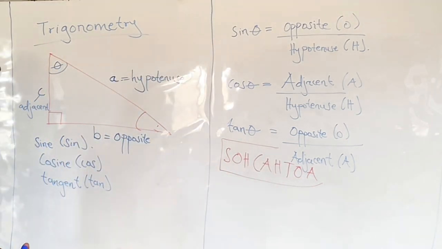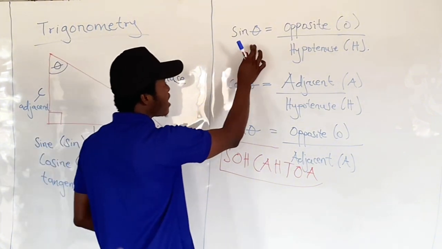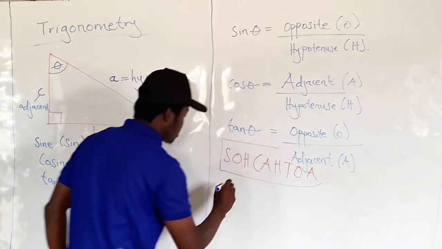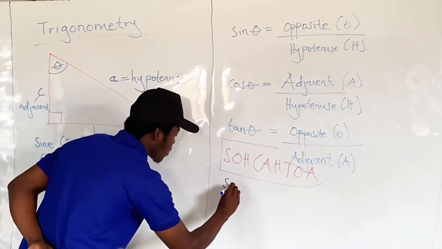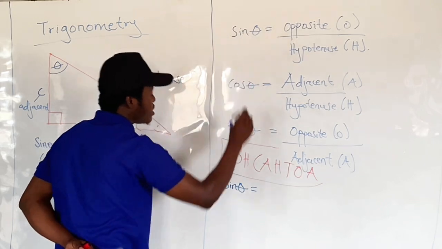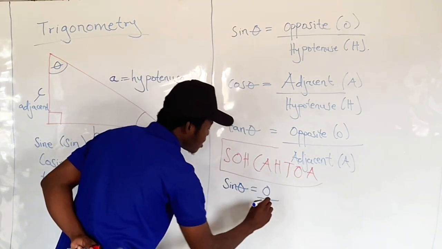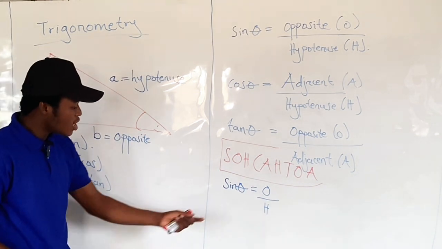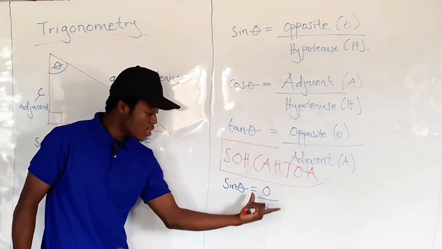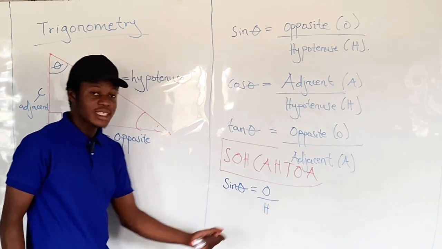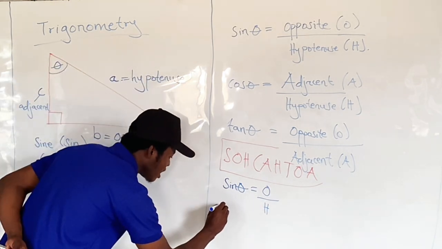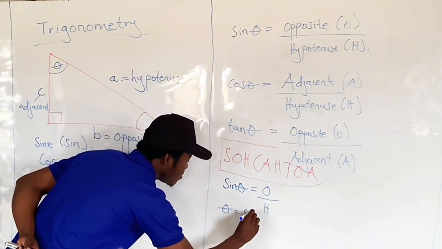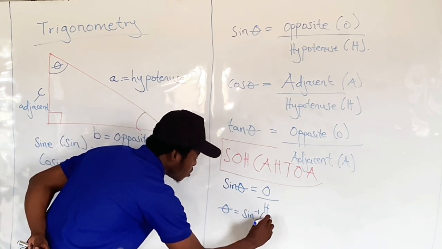Now, anytime we know the value of the trigonometric ratio, we can go ahead and find the value of the angle theta here. We already know that sine theta is equal to O over H, which is opposite over hypotenuse. To find the value of the angle theta, as I said earlier, anytime you know the value of the trigonometric ratio, assuming O over H is a number, we can find the angle theta by finding the sine inverse of the ratio. So theta is equal to the sine inverse of O over H.